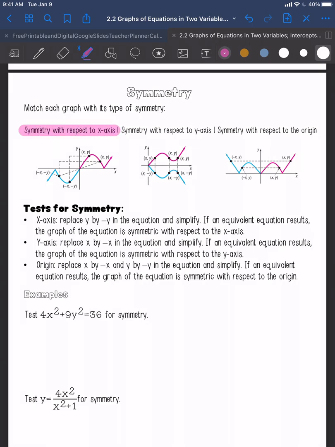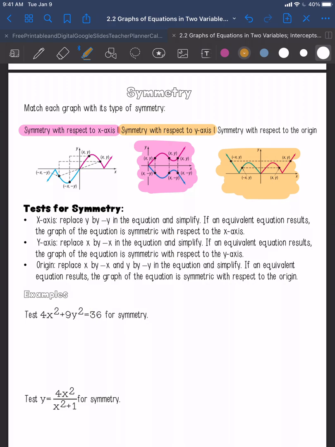So the one that matches up with that would be our middle graph there. So notice what was an x and y coordinate became an x and a negative y coordinate. So the y coordinate becomes negative. Symmetry with respect to the y-axis, that means it reflects over the y-axis, which matches up with our last one here. So notice an (x, y) coordinate becomes (-x, y).